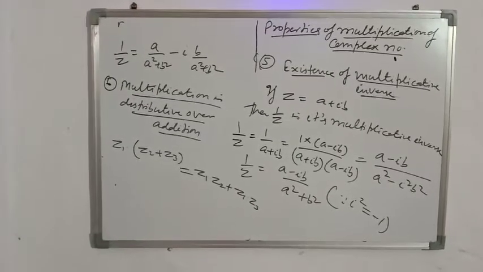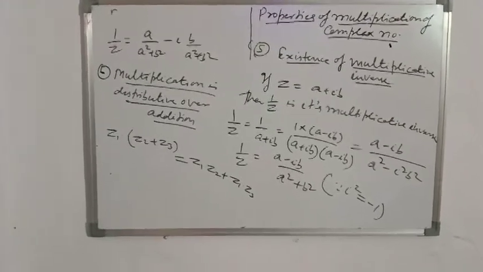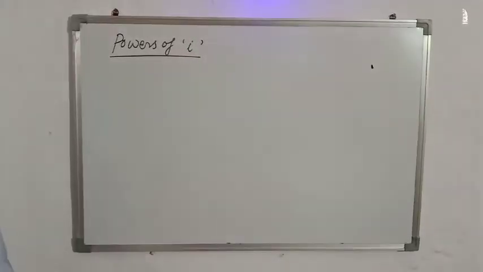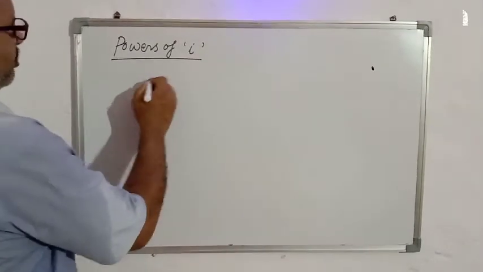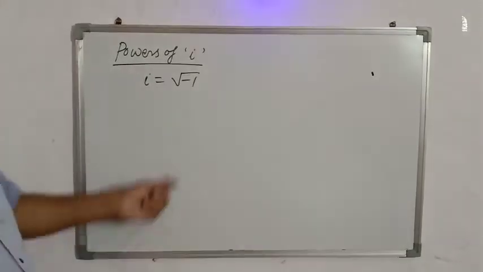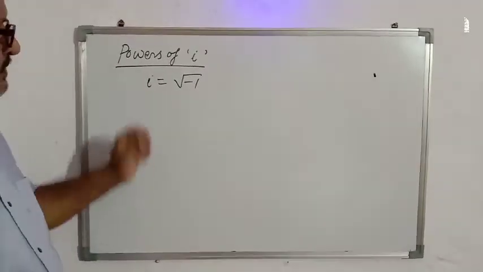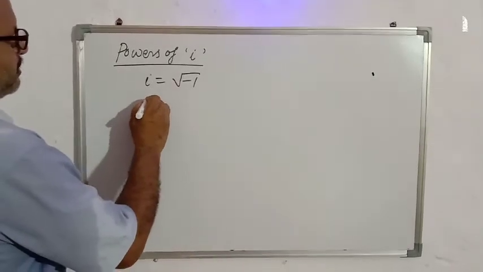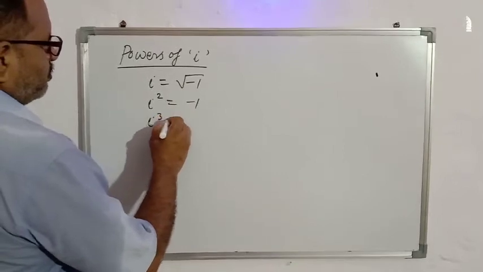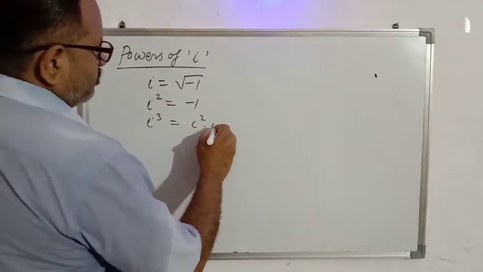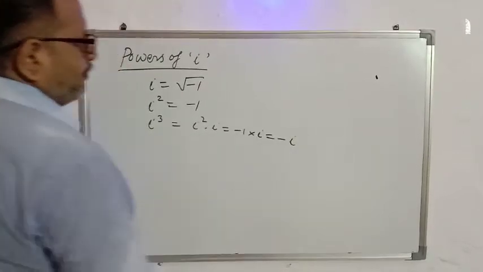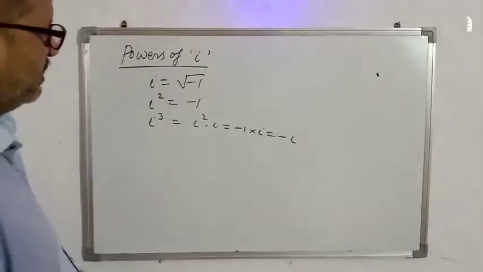Next topic, powers of i. We know that i is an imaginary number. It is called iota. i is root minus 1. We represent root minus 1 by the symbol i. What will be i square? It will be minus 1. i cube will be i square into i. i square is minus 1 into i, so it is minus i. i cube is minus i.